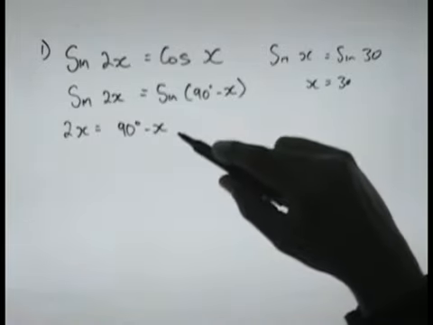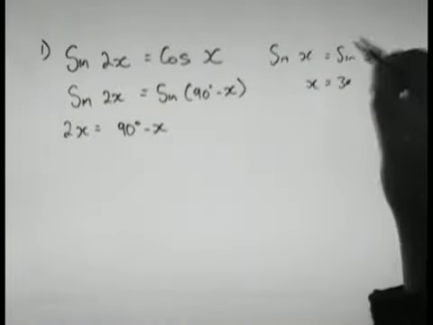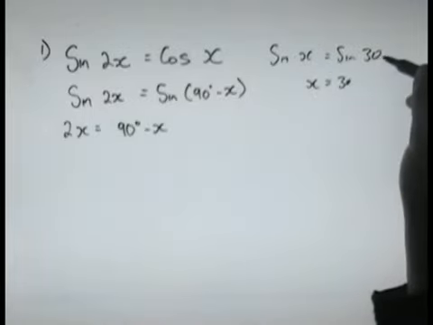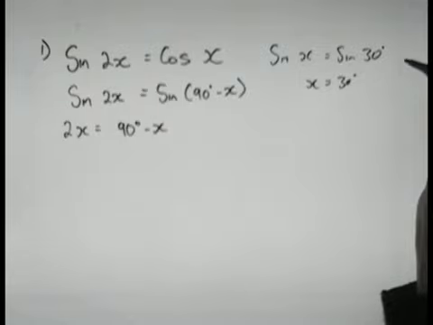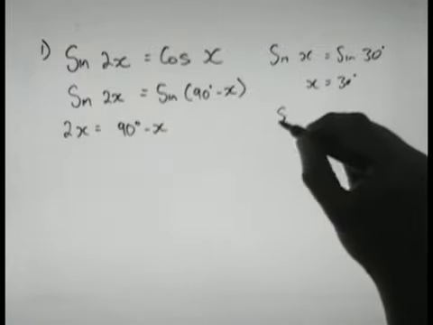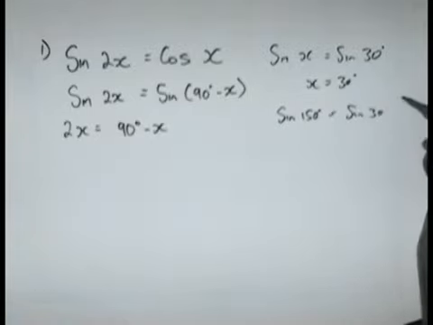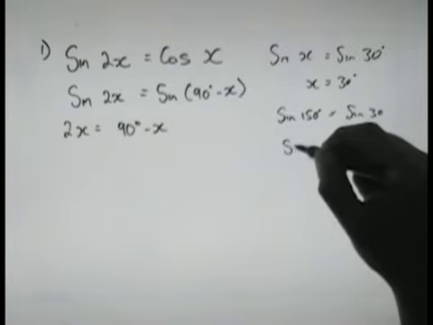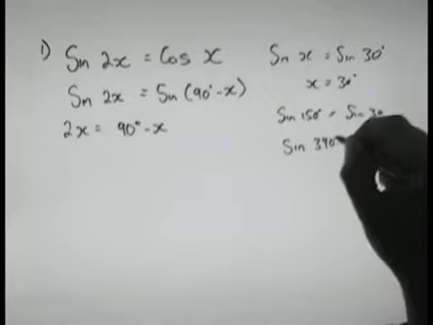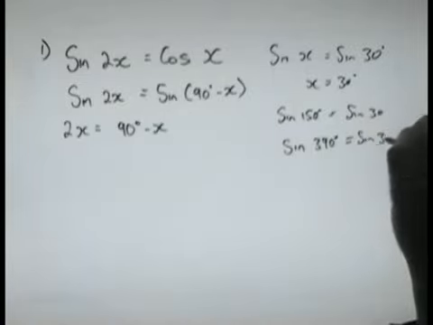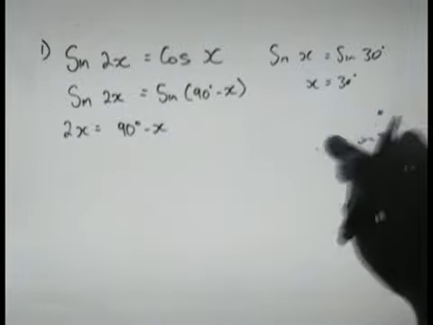Problem with that, though, is we've still got to include the general solution. Why? Think about this. I said that if sine x is equal to sine of 30 degrees, x is equal to 30 degrees. Correct? Almost there, but what if I had sine of 150? Isn't that the same as sine of 30? What if I had sine of 390 degrees? That's also the same as sine of 30. So I've got to include the general solution.